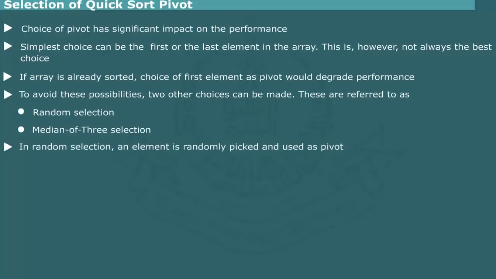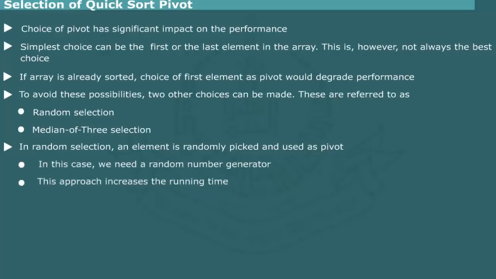In random selection, an element of the array is randomly picked and assigned to the pivot. Experience shows that this is the safest choice. However, in actual implementation, we need a random number generator to produce numbers between the upper and lower bound of an array or subarray. This is an additional overhead and increases the running time.